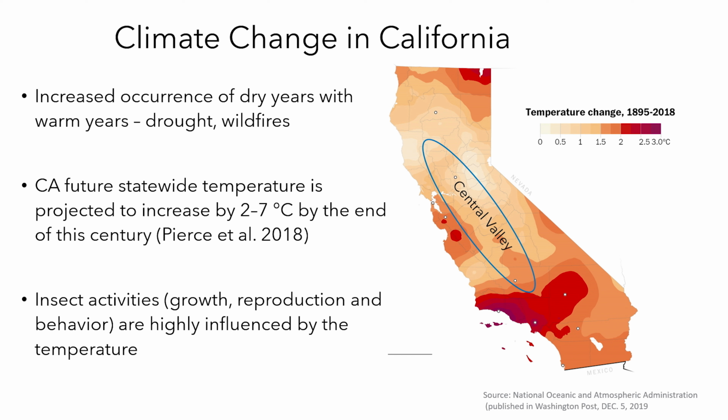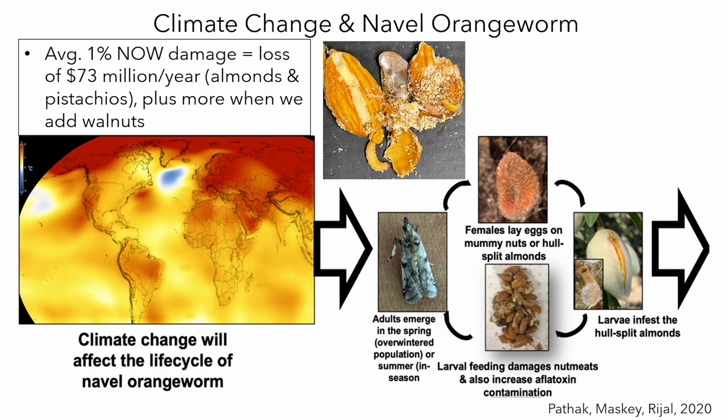So again, coming back to the insect, because temperature influences insects, how does that impact the insects or pests that we generally deal with? We started working with Topen. This is a paper that we published. Topen is the lead author. They are the climate scientist. I'm the entomologist, so we worked together.